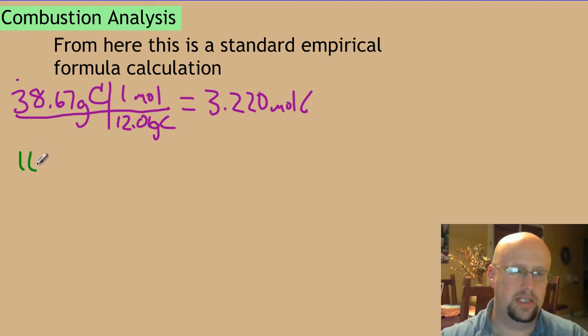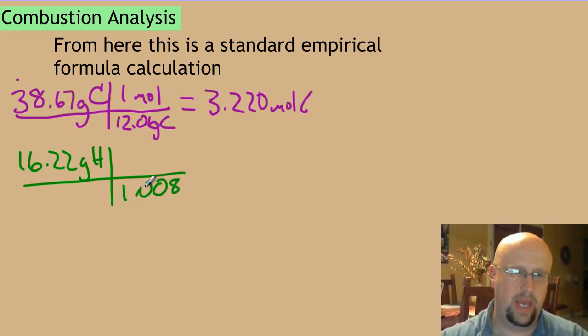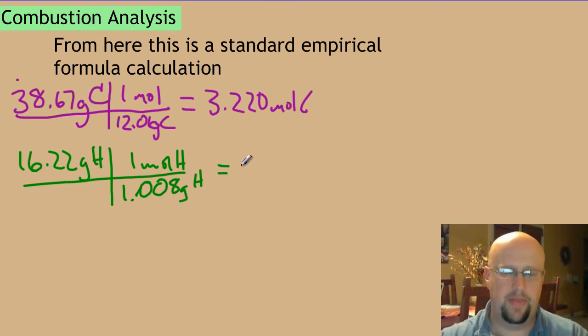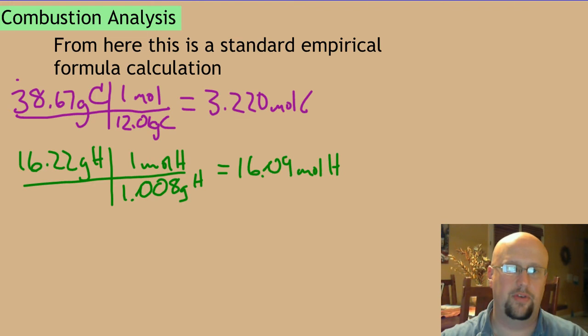We're then going to do the same thing for the hydrogen. So we've got 16.22 grams of hydrogen divided by molar mass of hydrogen. That's 1.008. Grams of hydrogen, 1 mole. Okay, and in that case we're going to get 16.09 moles of hydrogen. Again, in decimals.